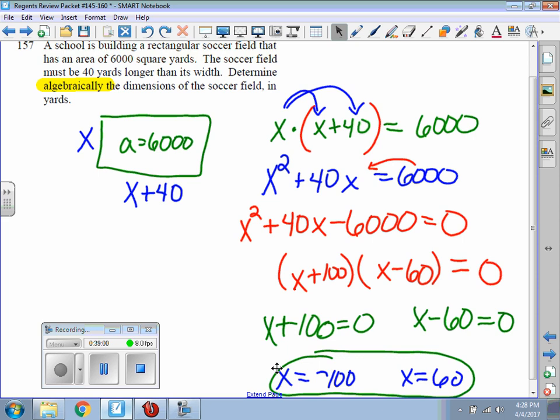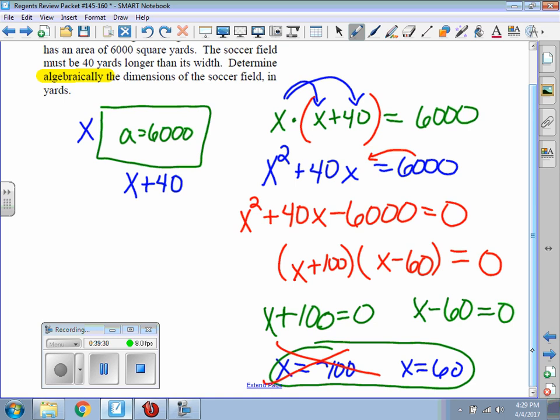The very last thing to worry about in word problems is, does my answer make sense? Well, what is X in this problem? X is part of the dimensions of a soccer field. So I've got two dimensions of a soccer field, a negative 100 and a 60. How can a soccer field be negative 100 yards wide? It doesn't make sense. So we're going to cross off this negative 100 as an answer, and we're going to go only with the answer of X equals 60.